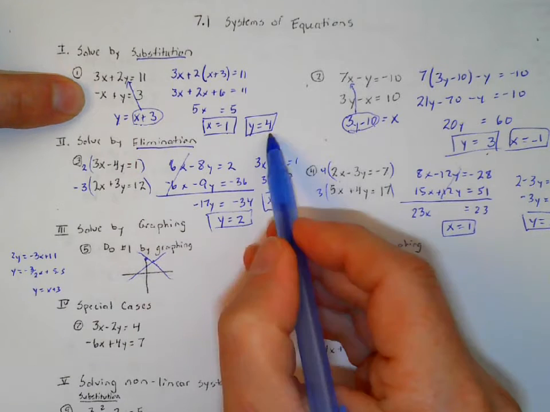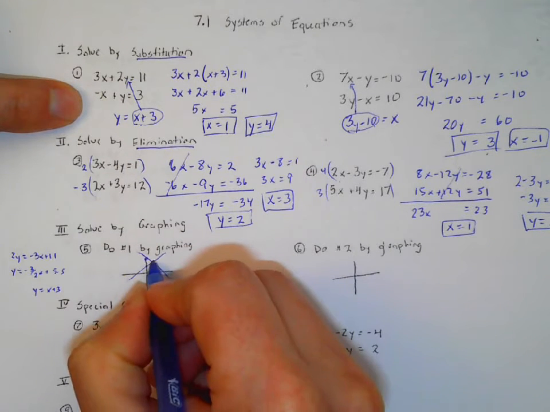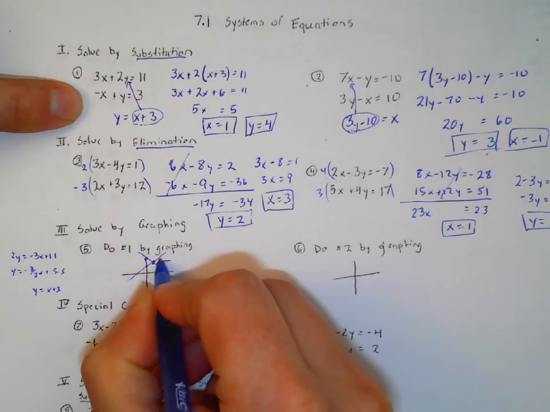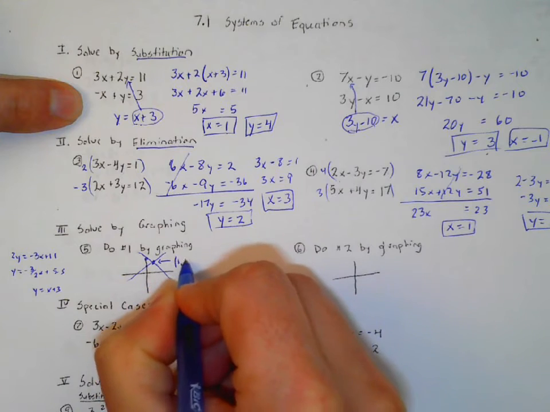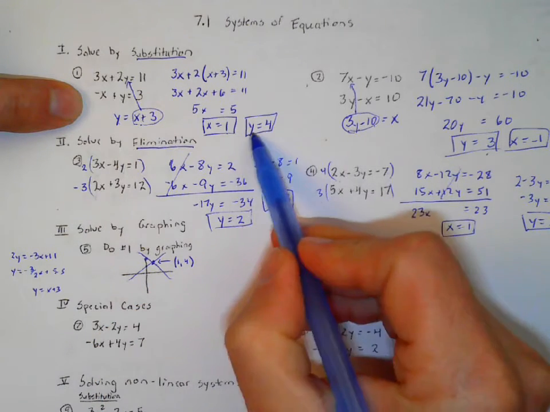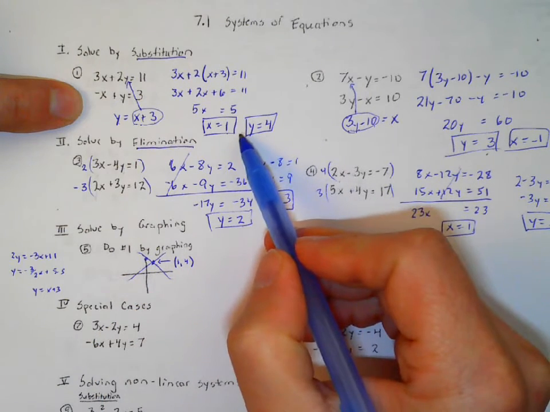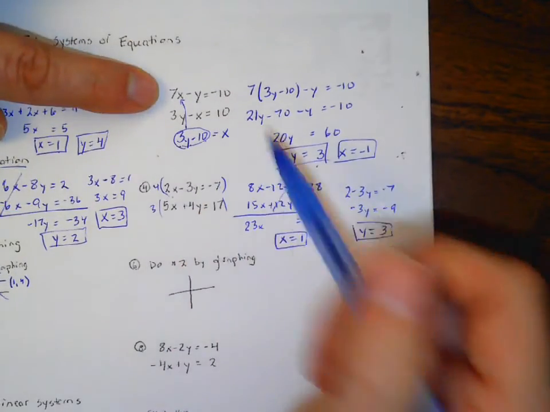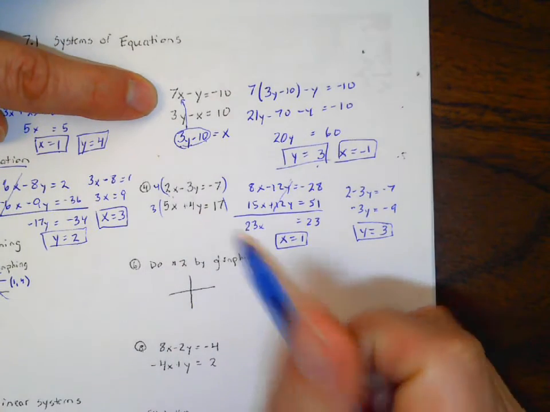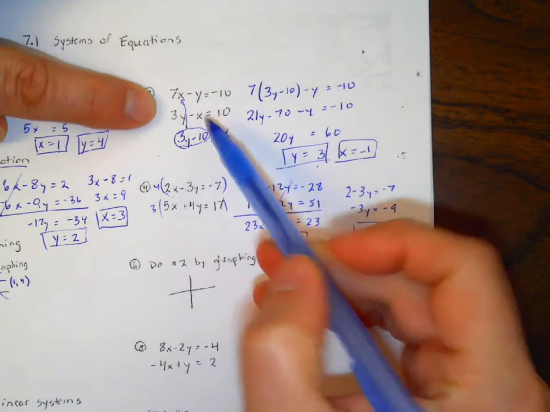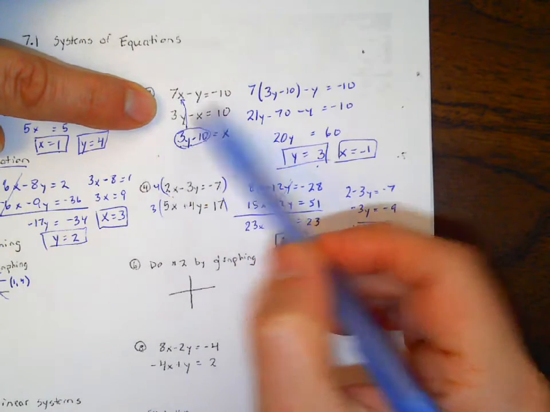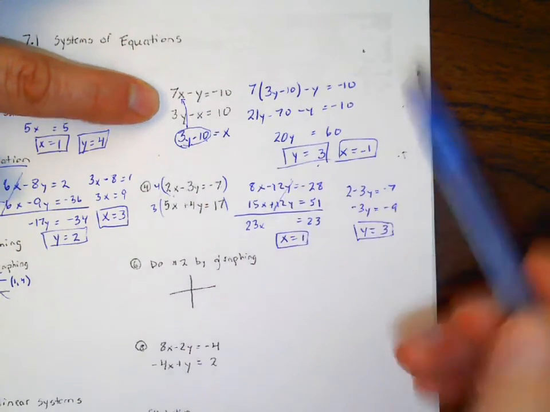Okay, and your solution, if you remember back in Algebra 1, is where they intersect each other. So that point right there is the point (1, 4), which you see we got here. Okay, if we do this one by graphing as well, oh, you know what? I just noticed that's an x. Anyway, it's in a different order, but that's okay.